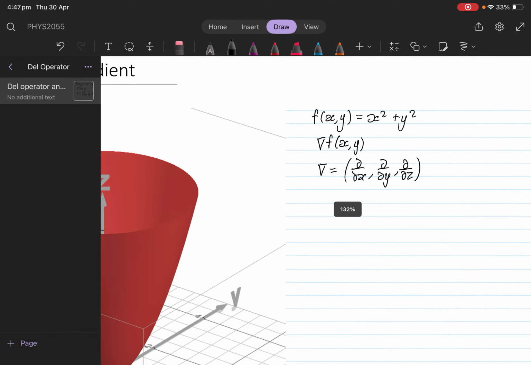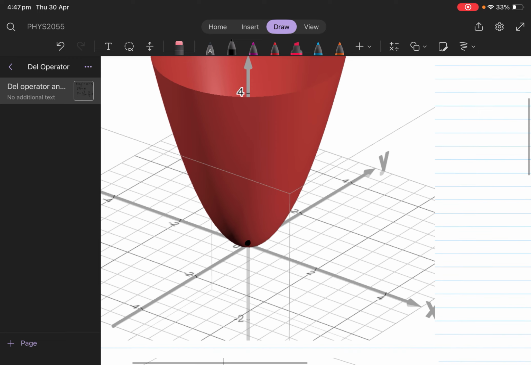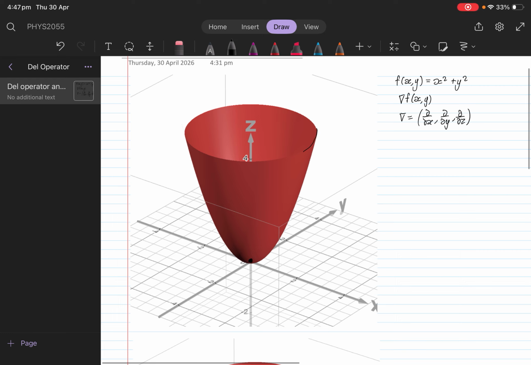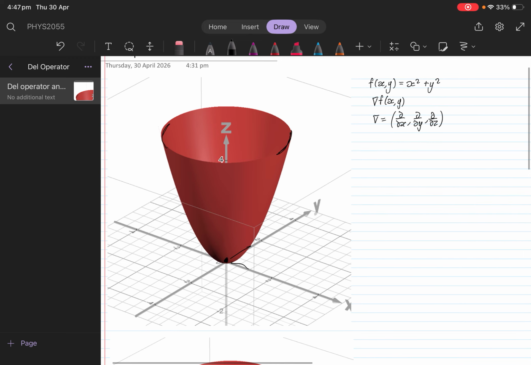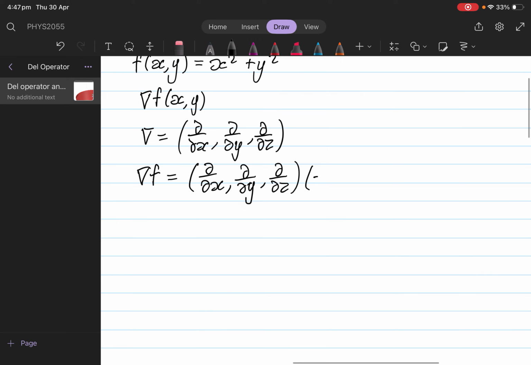Now, if we apply this del operator to our function or scalar field f, now this could represent a scalar field here. It could be temperature, where we have high temperature around the outside and low temperature in the middle, if you were to look at it purely in the xy plane. And if you apply this del operator to this scalar field, it would look something like this. And you have the del operator, which acts as a vector, and you're applying it to a scalar field.